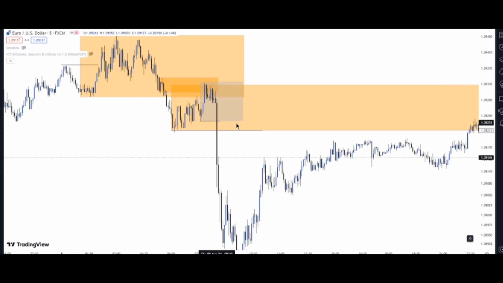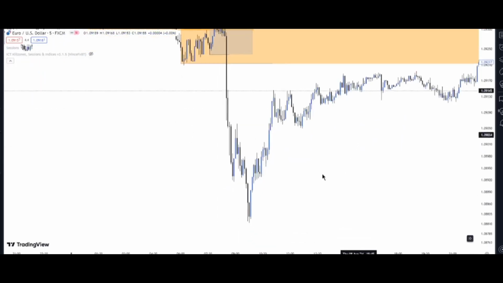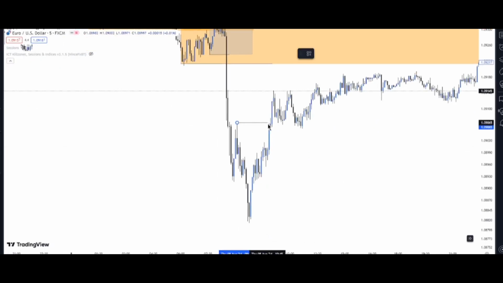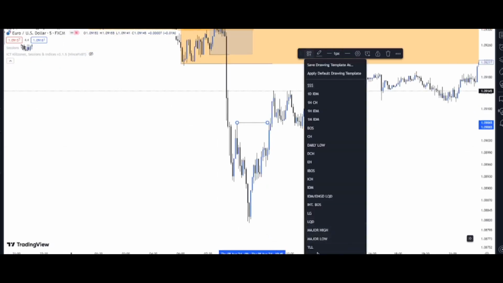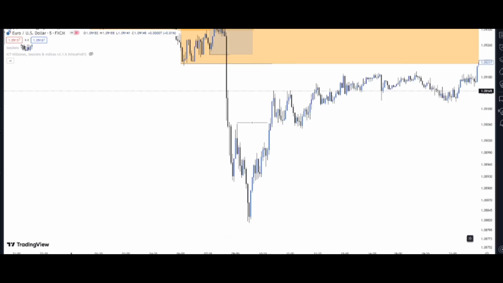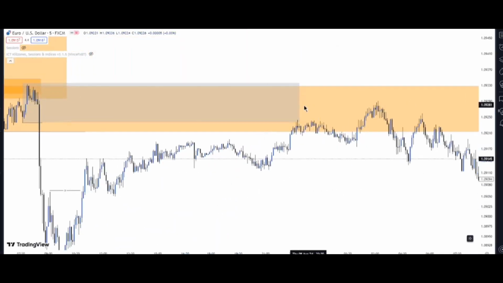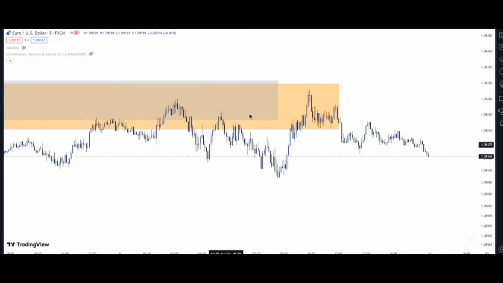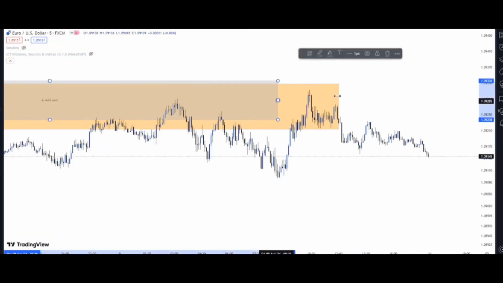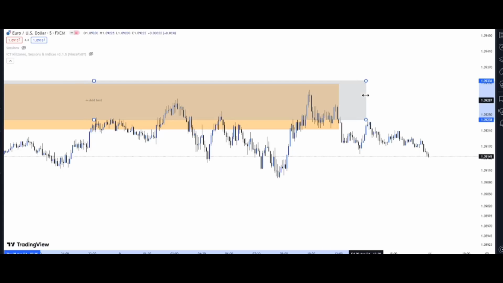But after CHoCH, you need inducement. And where is the inducement here? This is inducement. And as you can see, inducement was taken. So this low now is confirmed. Now after inducement, look at our refined area of interest. We want to take trade from that point. And that's why you see price reacting severally, tapping into that zone. Okay, so that's the zone.